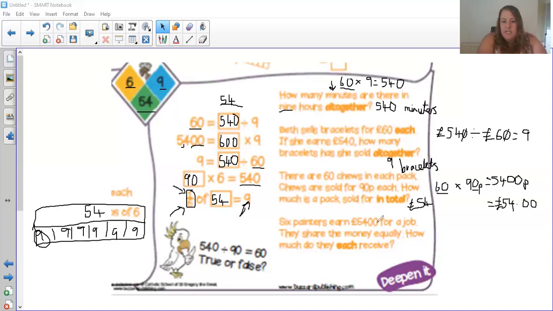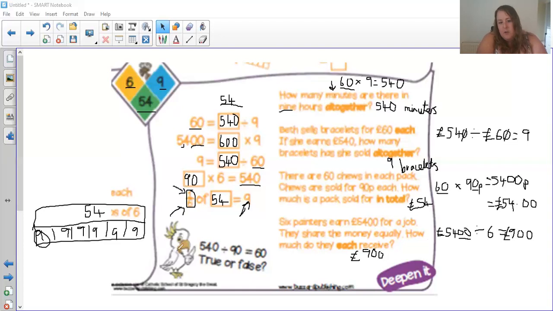So that's how much has been made in total. 54 pounds. Last question then. 6 painters earn 5,400 pounds for a job. They share the money equally. How much do they each receive? So I've got 5,400 pounds. It's getting really tricky to write with now. 5,400 pounds, and it's divided by the 6 painters. So I've got my 54 divided by 6, which is 9, but this number has been multiplied by 100. So I've got 900 because I multiply my answer. And I should have a pound sign in there. So they receive 900 pounds each.